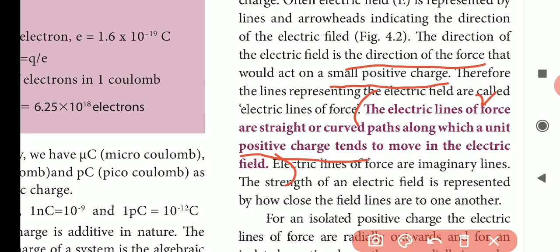This is the second homework. Define electric lines of force. This is the second question.